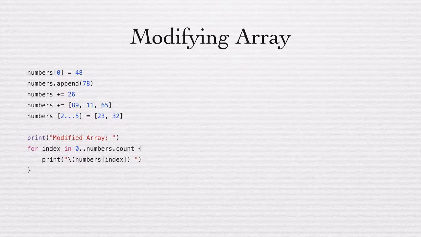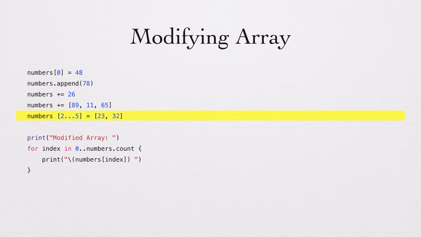To modify the array, use any of the familiar syntax. This statement modifies the contents of element 0 of the array. This statement adds a new element with value 78 to the end of numbers array. This statement too adds a new element to the end of the array. This statement adds 3 new elements to the end of the array.